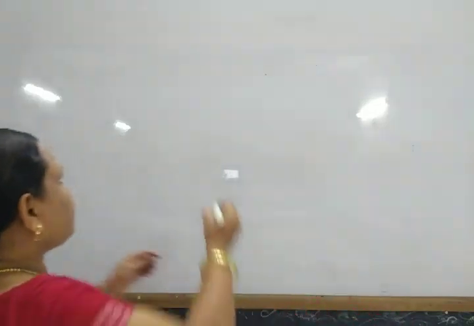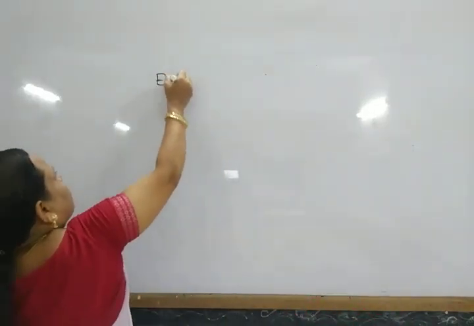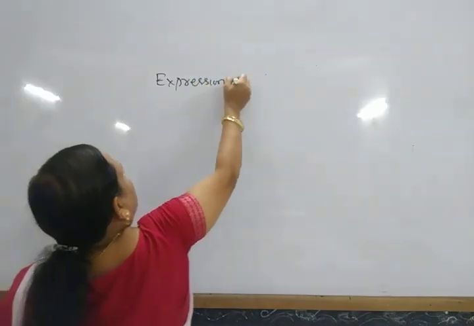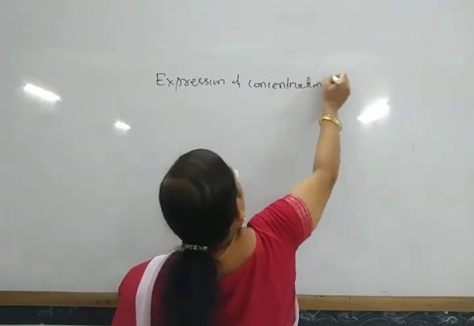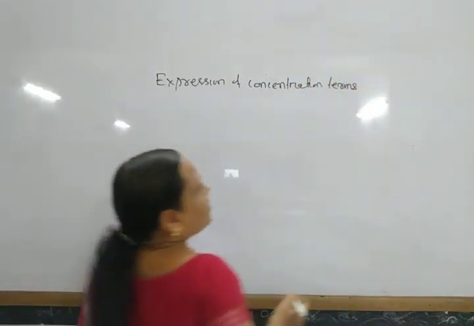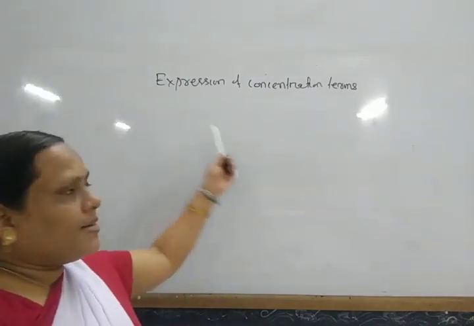So last class we studied stoichiometric calculations, that is the calculations related to mass and volume relationships. Today we are going to study another portion of this chapter, that is expression of concentration terms, and some related calculations.